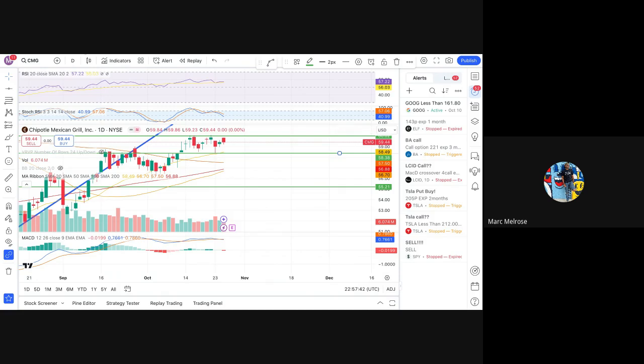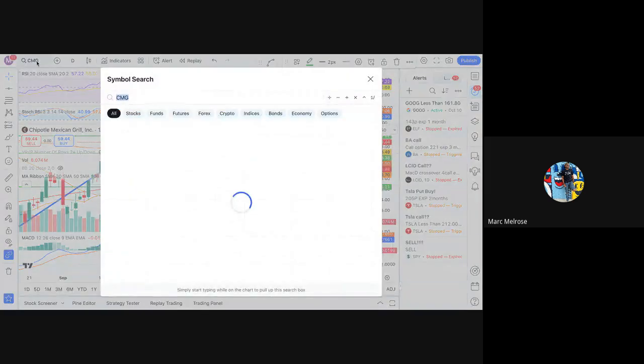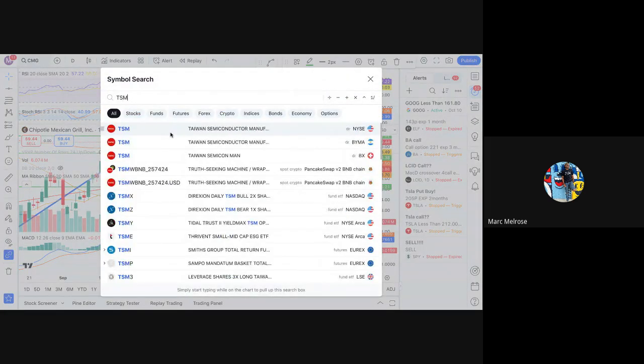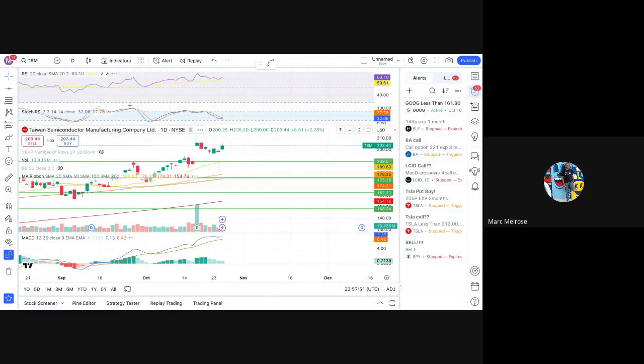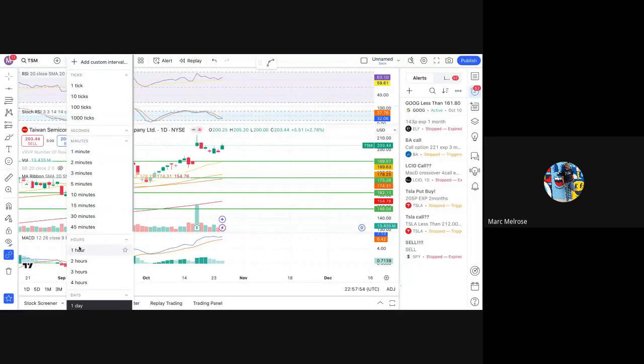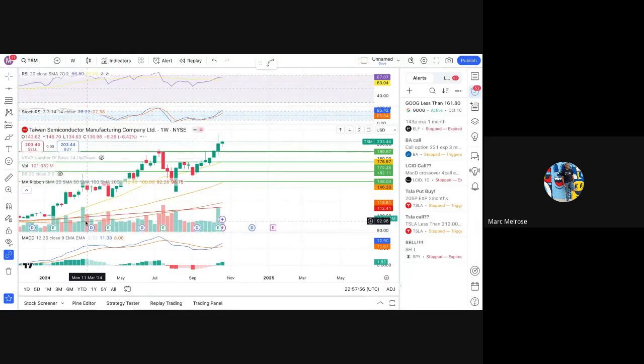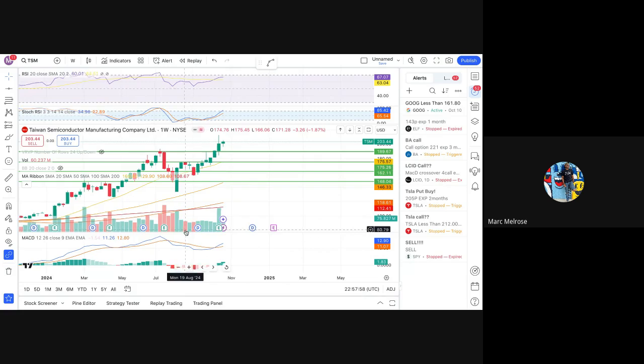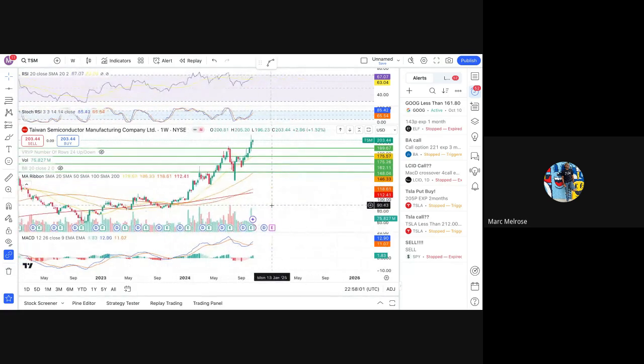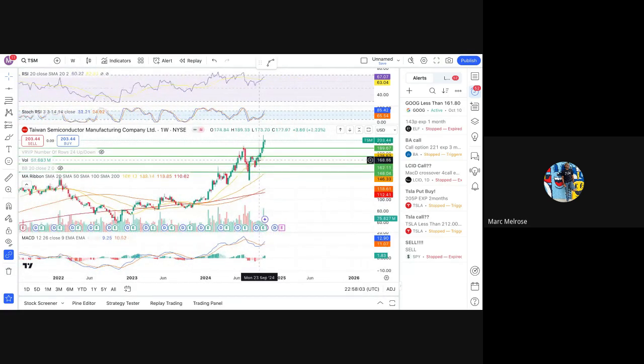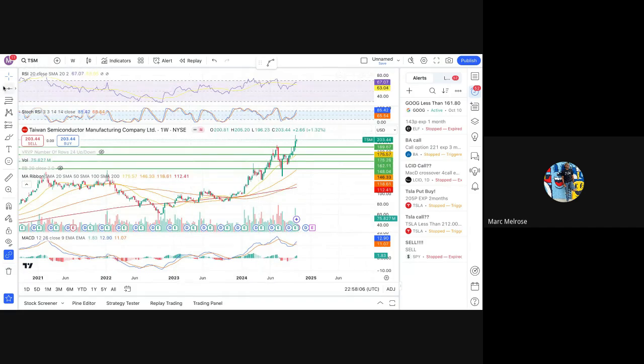All right. So let's take a look. Next one is going to be TSM, weekly. All right, Taiwan Semiconductor. So hitting all-time high levels. So we can say, if you wanted to, you can draw resistance here at about 211. Could be your resistance level that you have here. Sitting at about 211, that's my resistance.